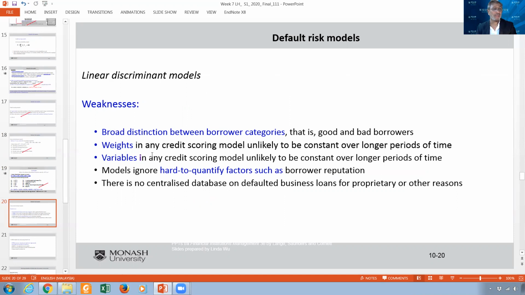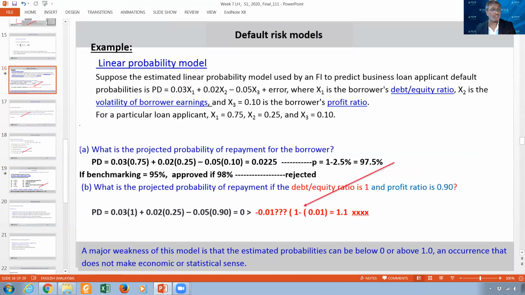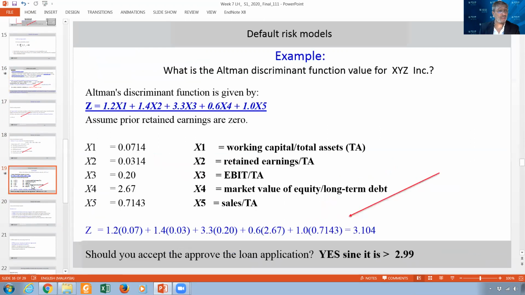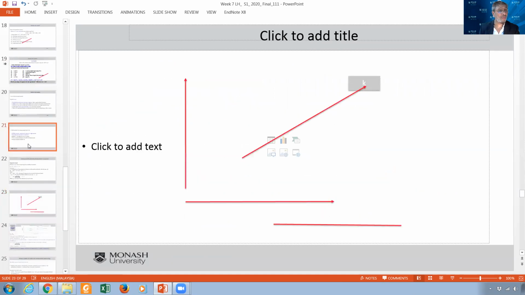Then the weights, which are the coefficients. In the discriminant model, see the coefficients here, 0.03, 3.2 and 0.05, which are the coefficients of those variables. They can be changed. Even when you talk about Altman, Altman is saying 1.2 X1, 1.4 X2, 3.3 X3, 0.6, and 1. So these weights are also another problem.